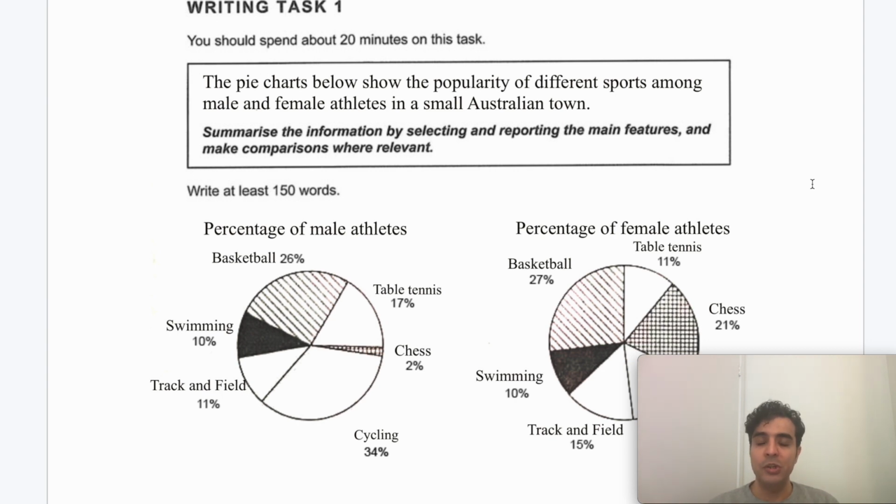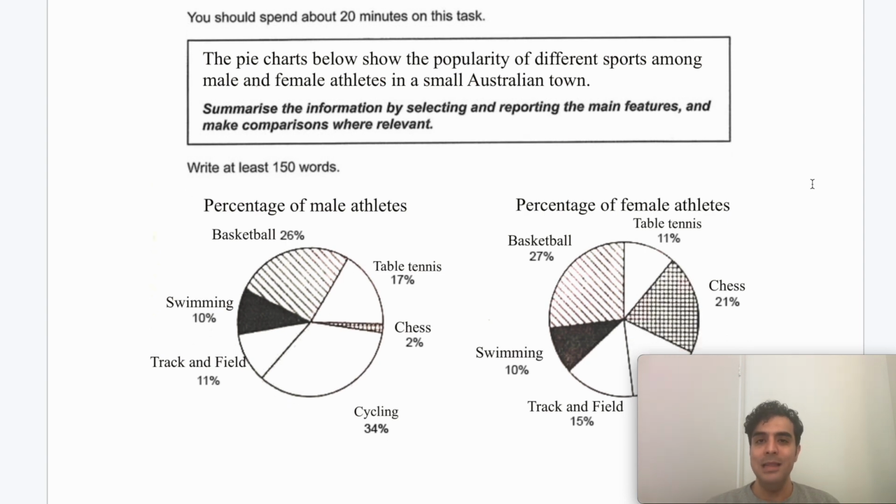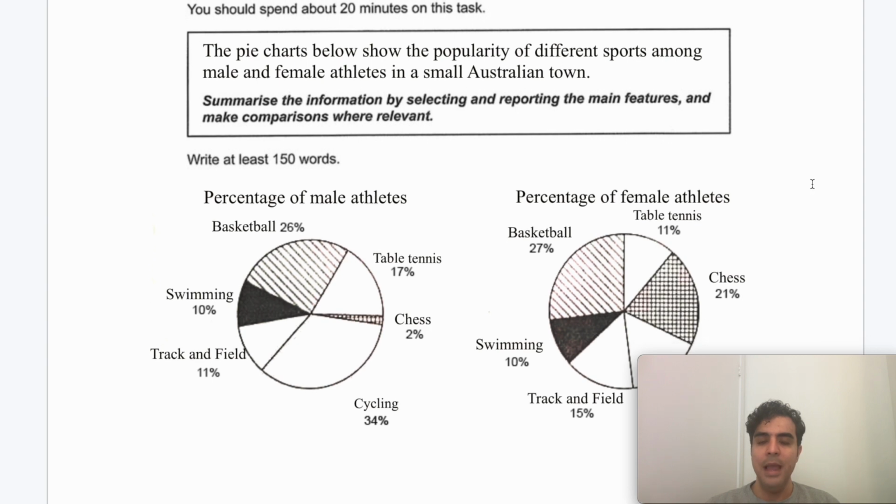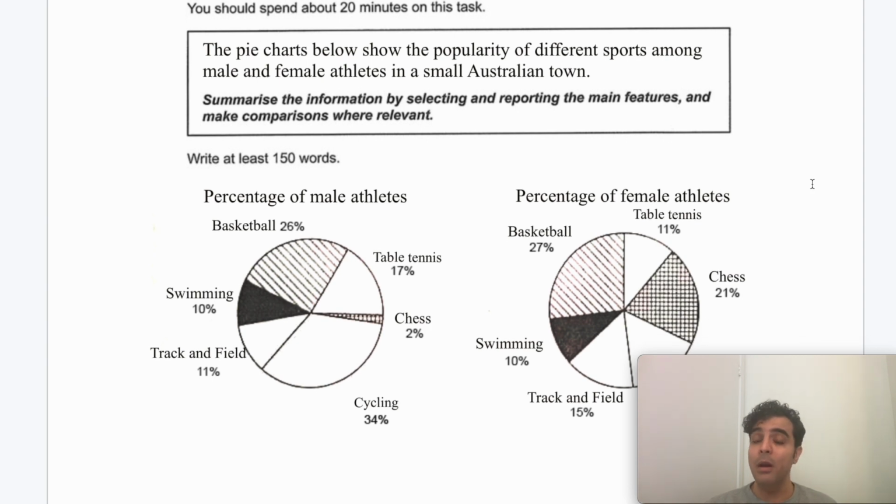Let's read the description first. The pie charts below show the popularity of different sports among male and female athletes in a small Australian town. The instructions are the same. Summarize the information by selecting and reporting the main features and make comparisons where relevant. Okay, time for us to look at the data in these pie charts, and to see how they are similar and in what ways they are different from the previous types of data that we've looked at.